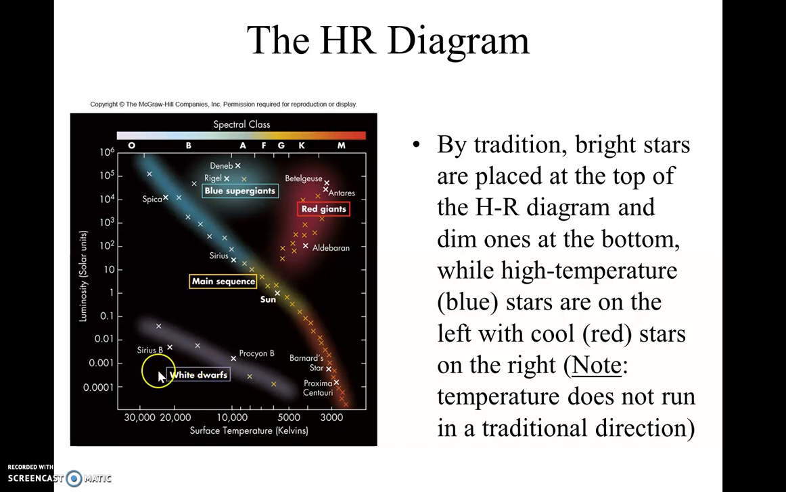And our understanding of that is actually quite simple. If you take a star like Sirius B right here, and go straight up to the main sequence, we find stars that are somewhere greater than 10,000 times the luminosity of the sun, and yet Sirius B is less than 1/100th the luminosity of the sun. How could that be possible? How could the two stars be exactly the same temperature?